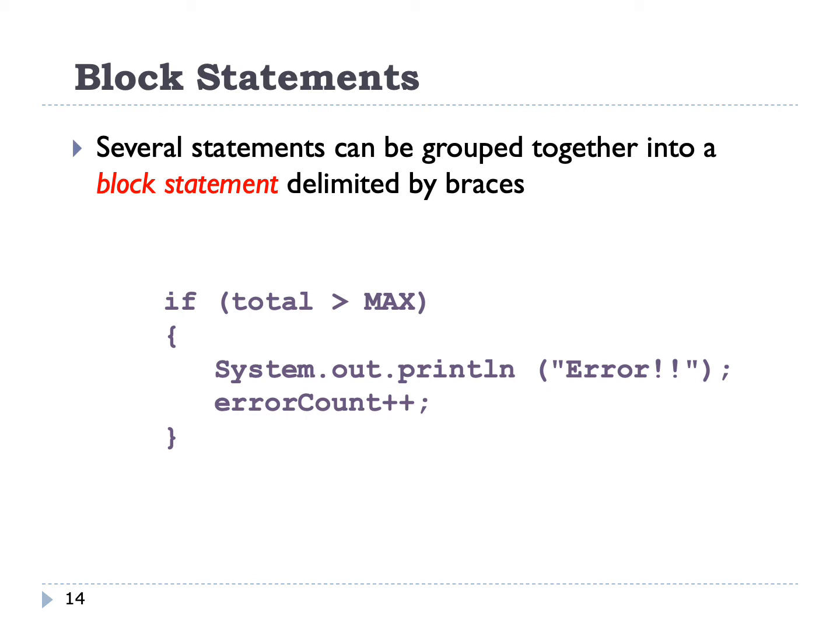For example, if we have this code: if total larger than max, curly bracket, System.out.println error, and then we have our increment, errorCount plus plus, and then closing our curly bracket. When we have the curly brackets or braces, these two statements of System.out.println and increment errorCount plus plus will be executed when the condition is true, which is total should be larger than max.